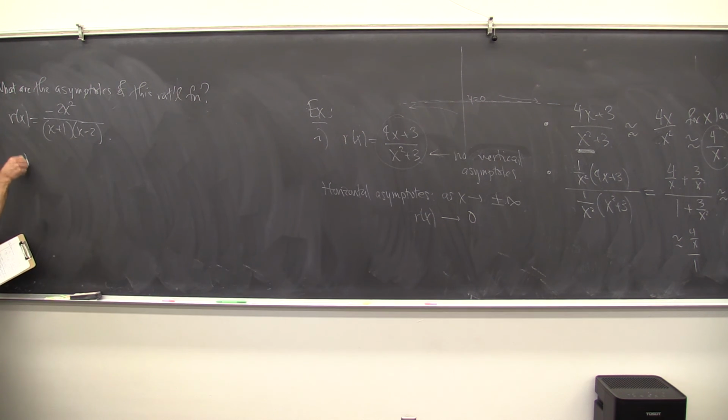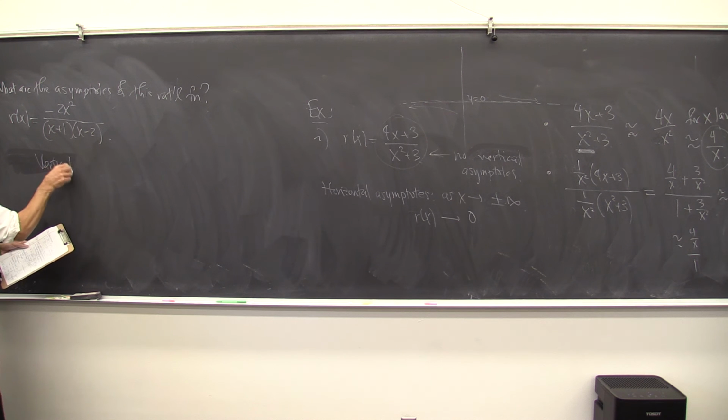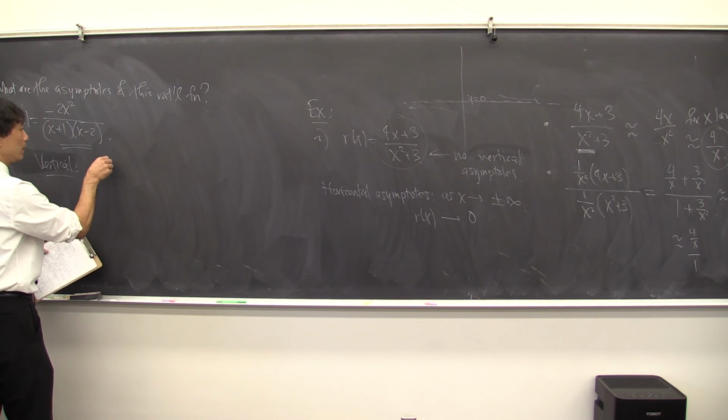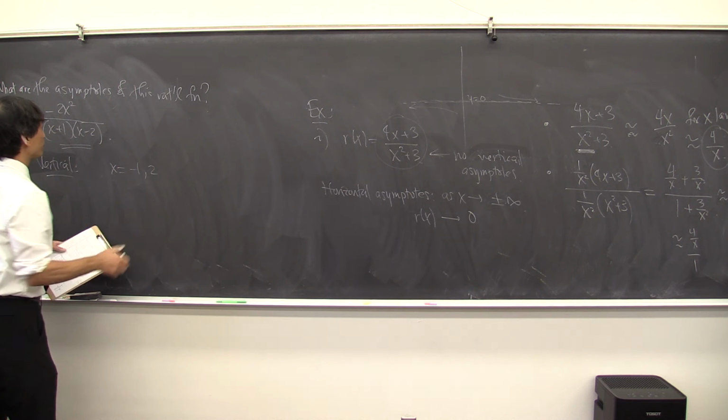Anybody want to tell me where the horizontal asymptotes are? What do we need to do to check the horizontal asymptotes? Let's do the vertical ones first. So where are the vertical ones? x equals -1 and x equals 2, right? So we see where the denominator is 0.